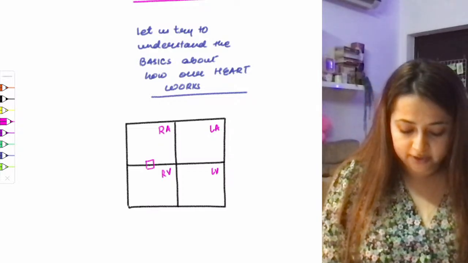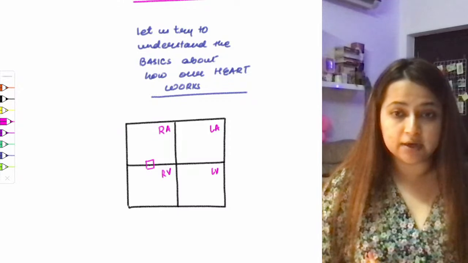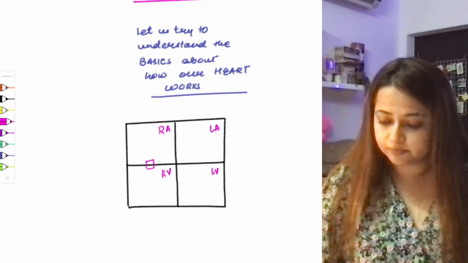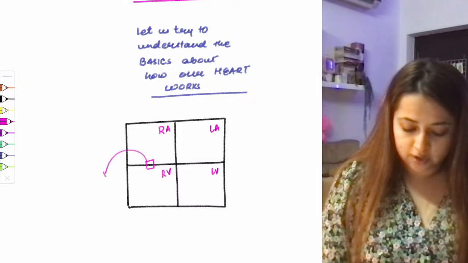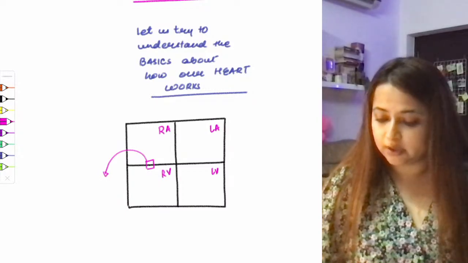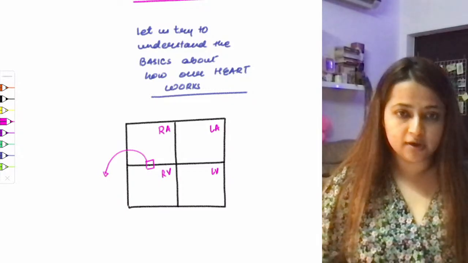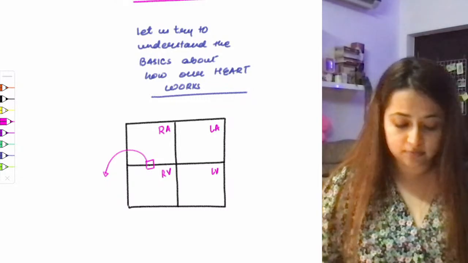Now we have a valve between the right atrium and right ventricle. Which valve is that? Which valve is present between the right atrium and the right ventricle? Simultaneously, you guys can try to answer the questions.